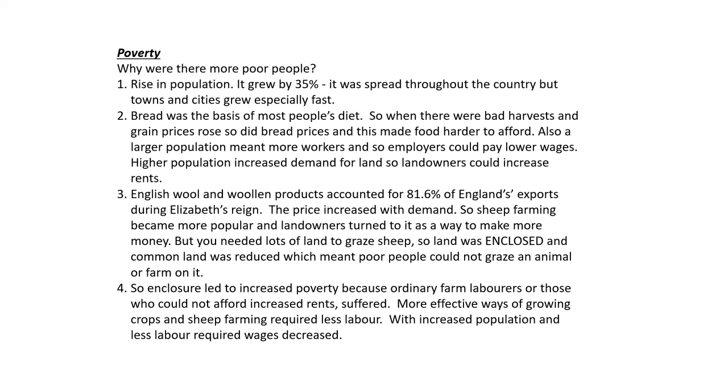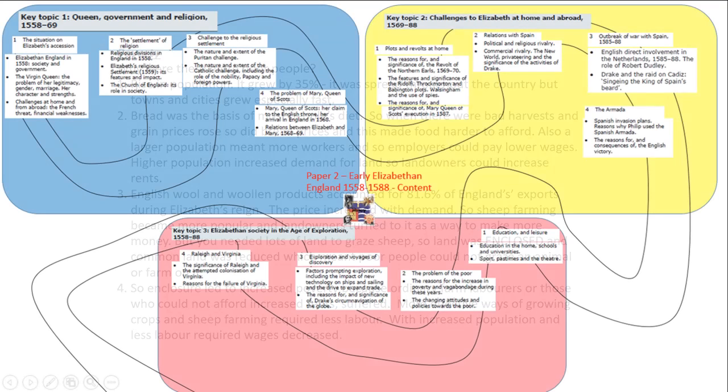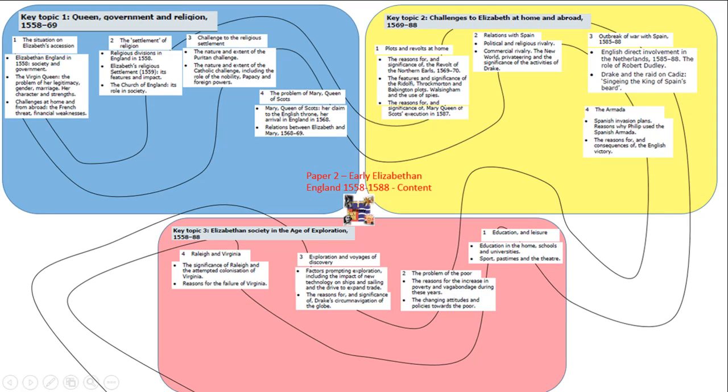So you've got all these things coming together: the enclosure of land, the increased population, some bad harvests, some over-reliance on the wool trade. All of this led to more people being poor in Elizabethan England. So this increased poverty led to some changing attitudes of what to do with these poor people, and it led to some changes in the attitudes towards people who were seen as being deserving poor and those who were seen to be undeserving poor. And that is the subject of the next lesson.